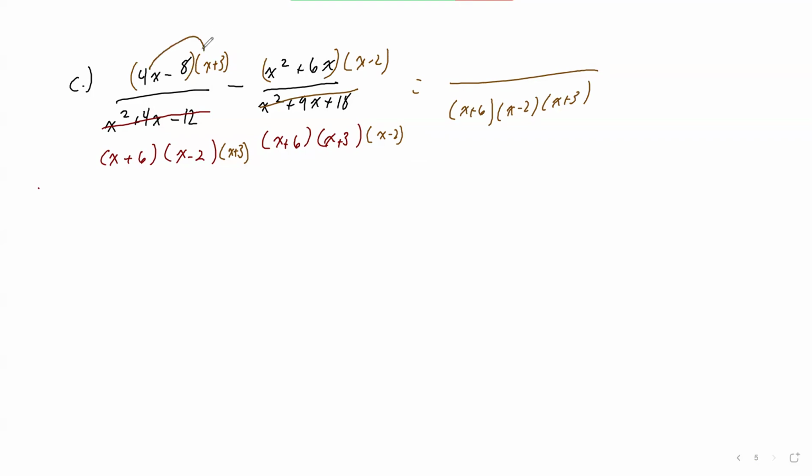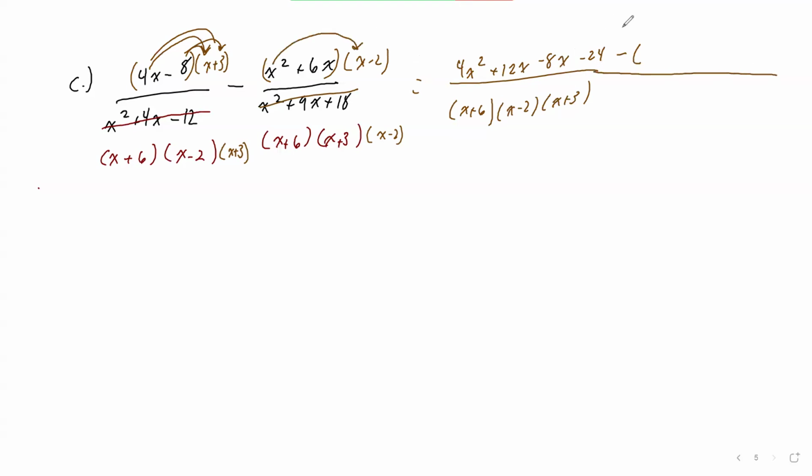All right, so I got 4x times x, which is 4x squared. 4x times 3, which is 12x. Negative 8 times x, which is negative 8x. Negative 8 times 3, which is negative 24. Minus, I'm going to leave this in parentheses so I can do the math over here.